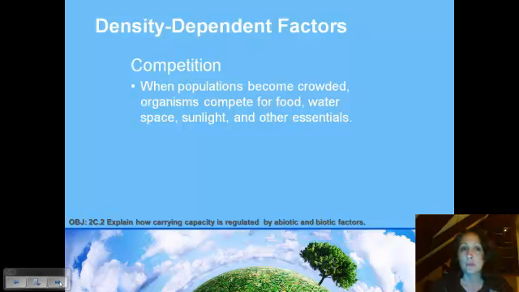So if we look at competition, if there's more individuals in a particular area, then that means that area is going to be crowded and there's more competition for all of the materials that are available. And that competition will lead to a population reaching that carrying capacity.